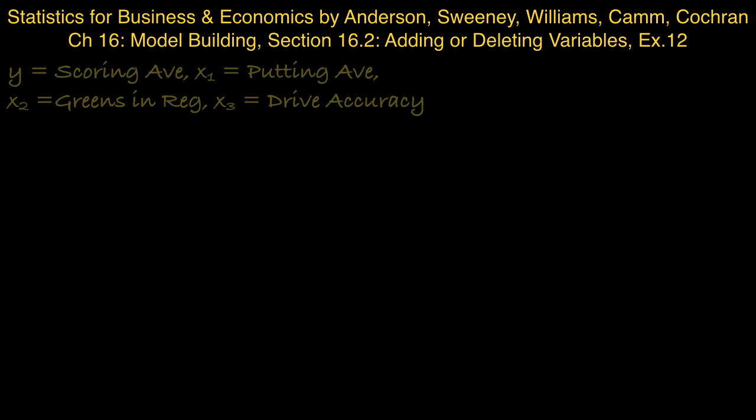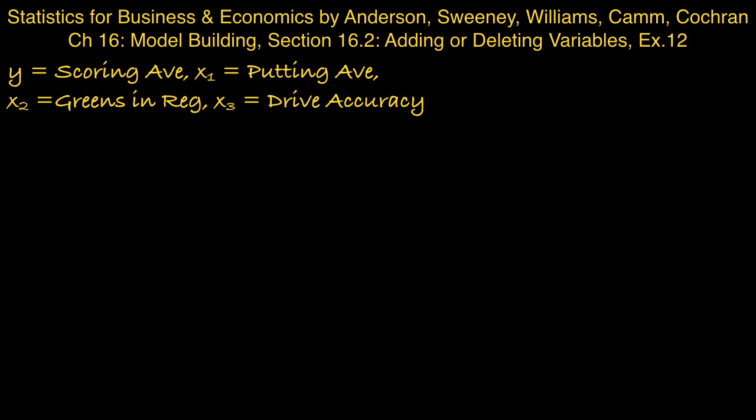We're going to analyze Y, scoring average, the average score for all events; X1, putting average, the average number of putts taken on greens hit in regulation; X2, greens in regulation, the percentage of times a player is able to hit the greens in regulation; and X3, drive accuracy, the percentage of times a tee shot comes to rest in the fairway.